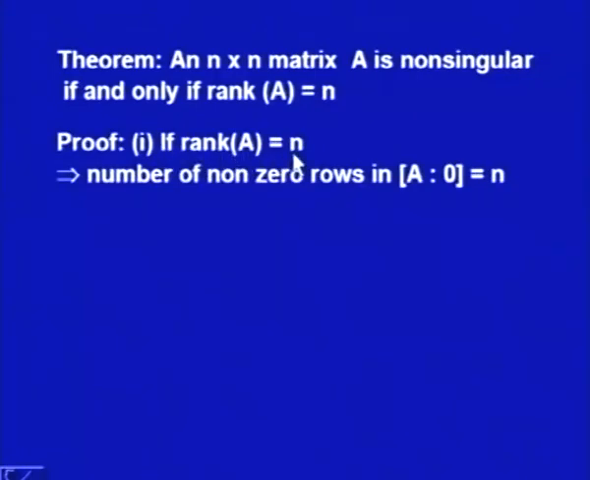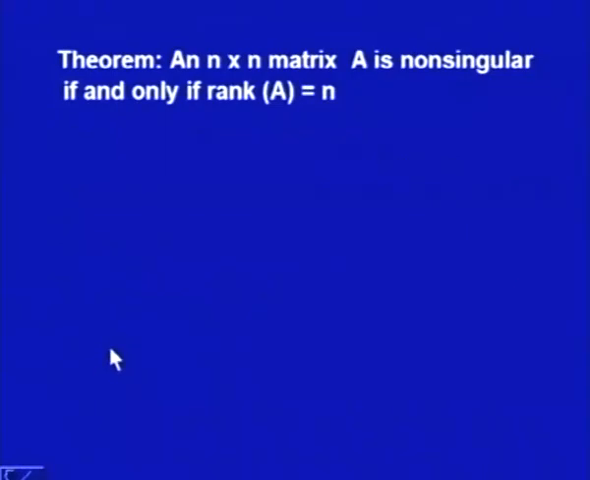If rank of A is equal to n, that means the number of non-zero rows in the augmented matrix is equal to n. That is how we have defined the rank of A. So, the number of non-zero rows in this matrix is equal to n, so we can reduce this matrix into echelon form. A will be In, that is the meaning of rank of A equal to n, and if A is equal to In, then its determinant is not 0. So, A is going to be non-singular.